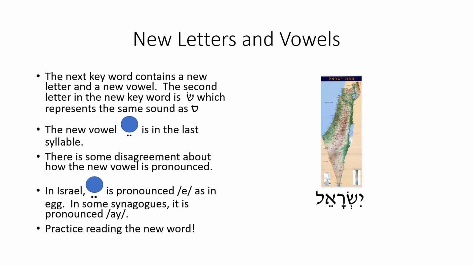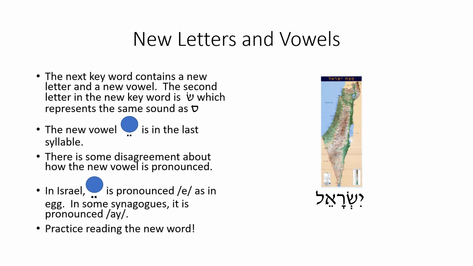The new vowel is in the last syllable of this word, and there is some disagreement about how it should be pronounced. In Israel, where there are native speakers of Hebrew, this vowel is pronounced the same sound that starts the word egg. But in some synagogues in the diaspora, it's pronounced a. In your modern Hebrew classes, you'll hear it pronounced one way, but it's possible that in biblical Hebrew, you'll hear it pronounced a. Both pronunciations, I'm going to argue, are correct within the context of how they are taught and how they are learned.